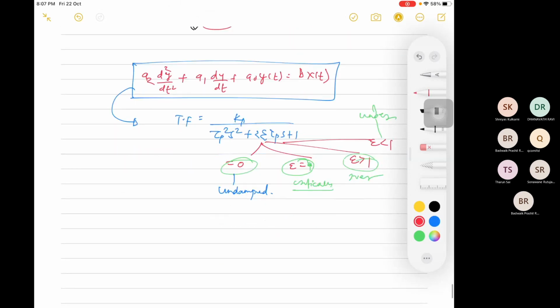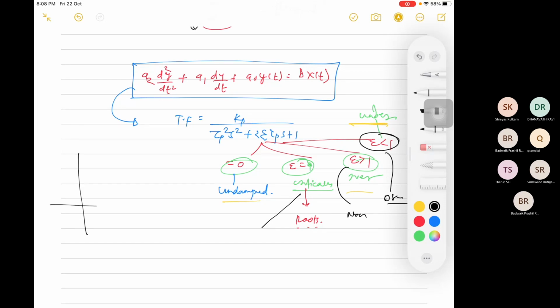So again, in GATE, what questions do they ask? Suppose the system is critically damped, then what is the condition for roots? You'll find roots are real and equal. In an underdamped system, different roots will be there. They are asking the condition of roots, and what is your response. In case of critically damped, which kind of response are you getting, oscillatory or non-oscillatory? In case of zeta less than 1 you will get oscillatory response, and in case of zeta greater than 1, non-oscillatory.